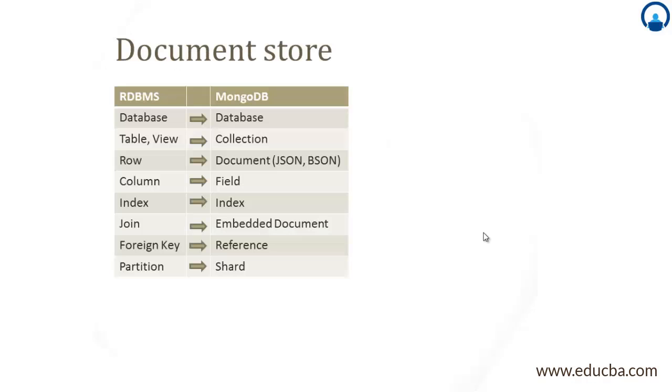So, if we compare RDBMS to MongoDB, database is known as a database, whereas a table or a view is known as collection in MongoDB. A particular row in RDBMS is here known as a document, which consists of a JSON or a BSON. A column is known as a field. An index is known as an index here also. A join is here considered as an embedded document. There are no specific joins. Foreign key is known as reference in MongoDB, and partition is here referred to as shard.